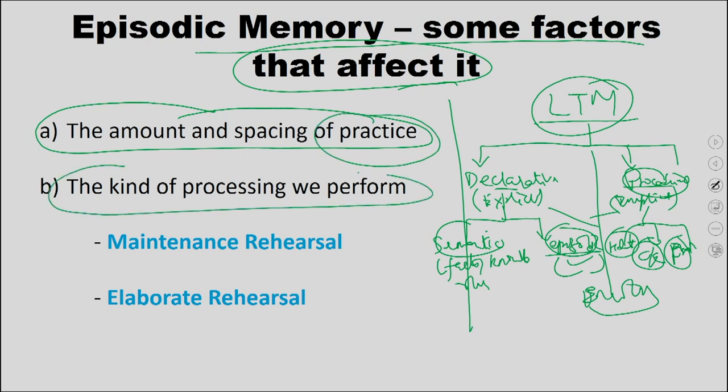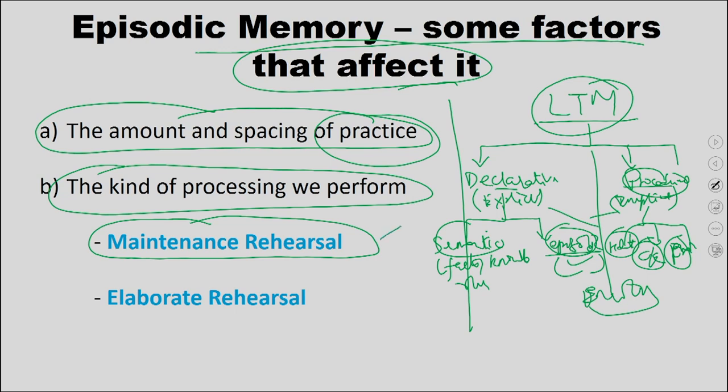Also, the kind of processing that we perform. Episodic memory is also dependent on the kind of processing that we do. So if we do maintenance rehearsal, remember what is maintenance rehearsal? It is repeating information passively over and over again just for the sake of it. That is called maintenance rehearsal. The kind of memory that we'll have is very low grade, and it will be there for a very short period of time.